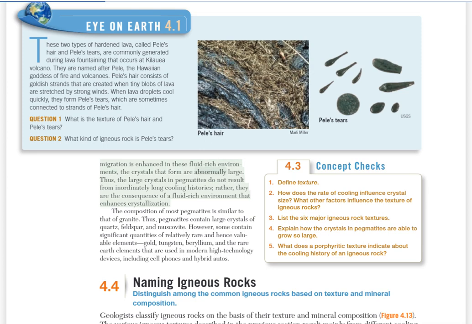Ion migration is enhanced in these fluid-rich environments. The crystals that form are abnormally large. Thus, the large crystals in pegmatites do not result from inordinately long cooling histories, rather, they are the consequence of a fluid-rich environment that enhances crystallization.